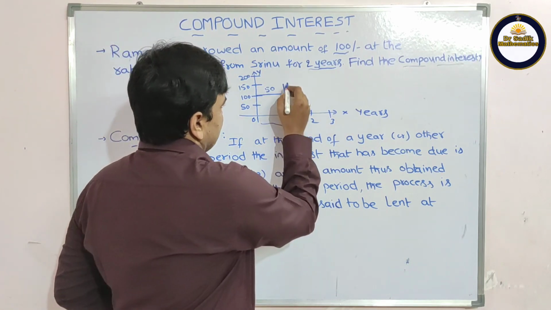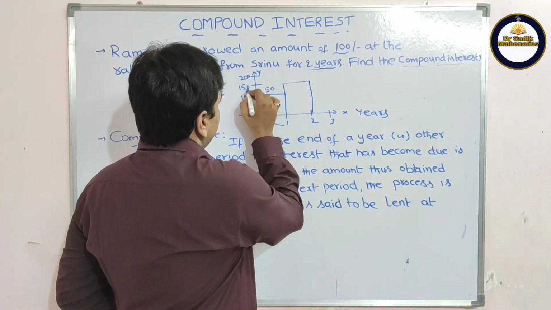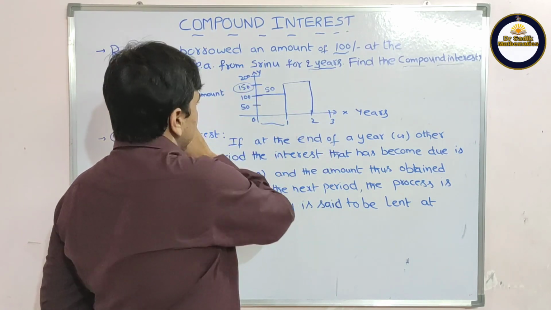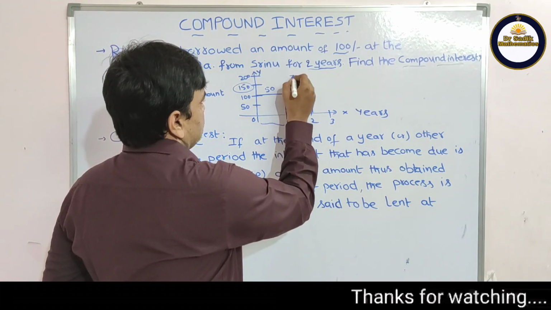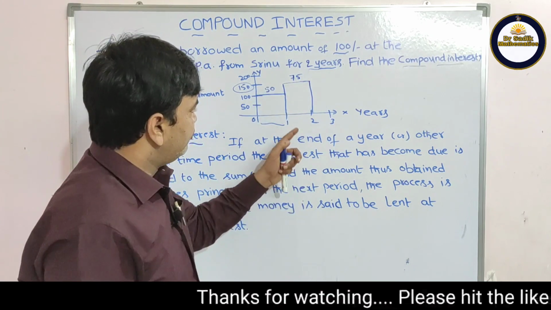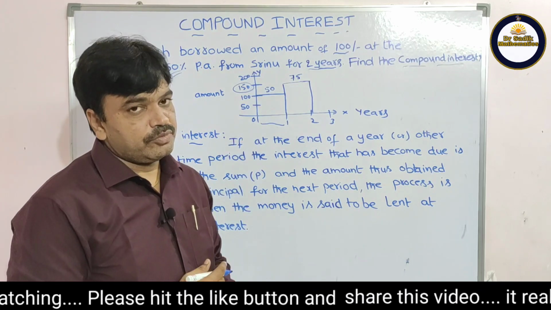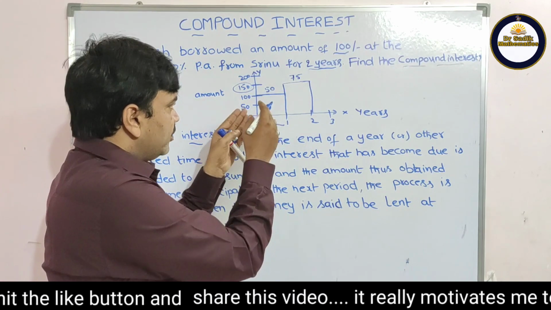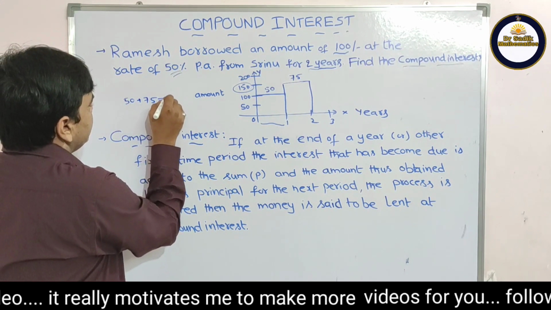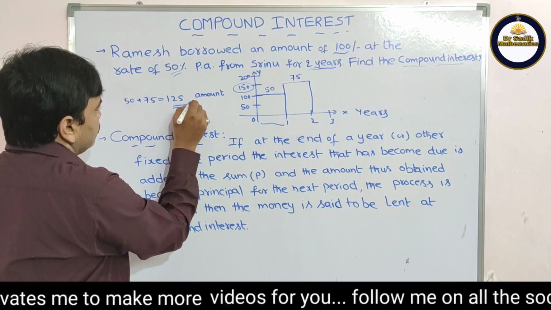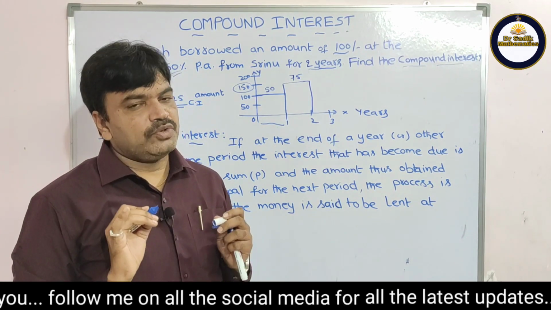Now we are calculating for the next year. For the 150 rupees, 50% means what is the value? Exactly 75 rupees. See, friends, for the first year 50 rupees, for the second year 75 rupees interest. So you add them, 50 plus 75, which is 125. So this 125 is the compound interest.